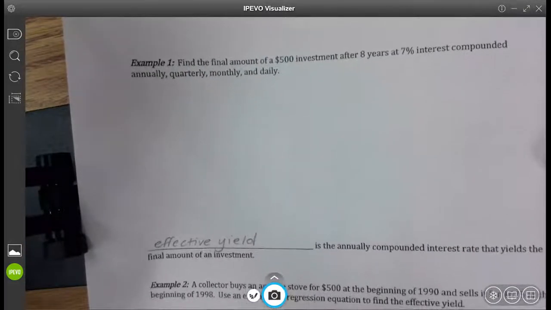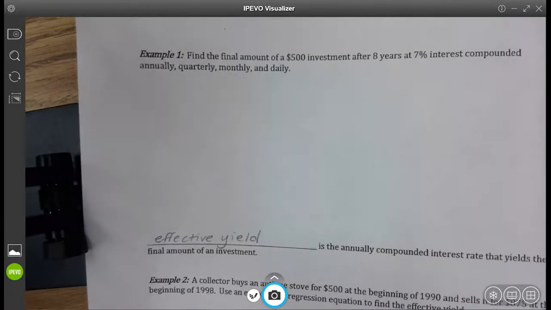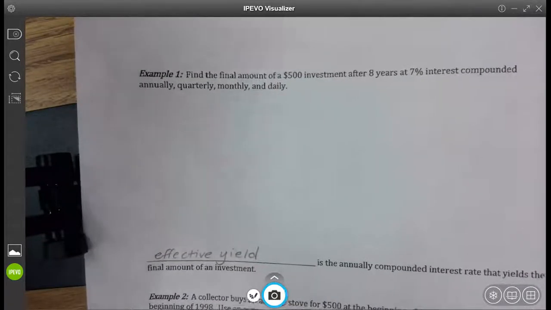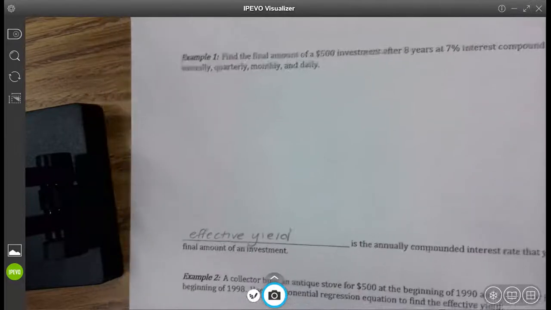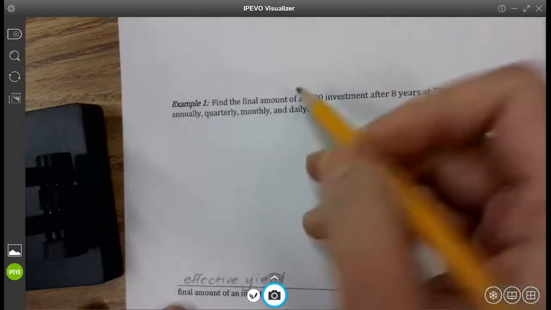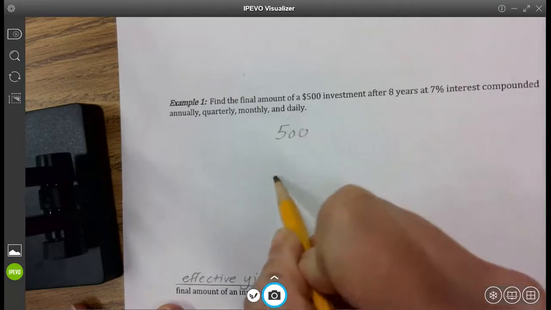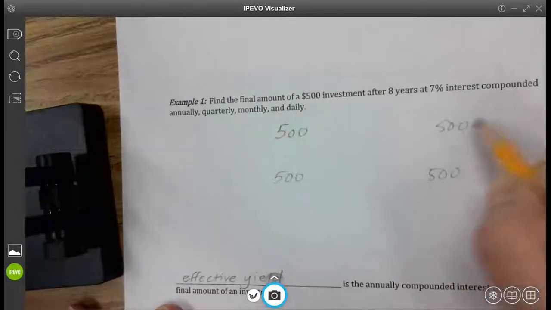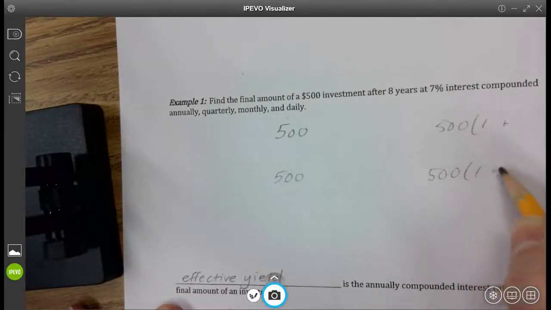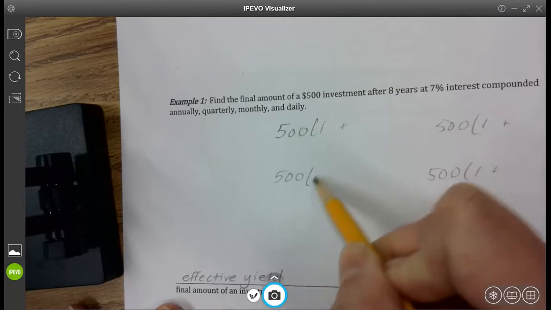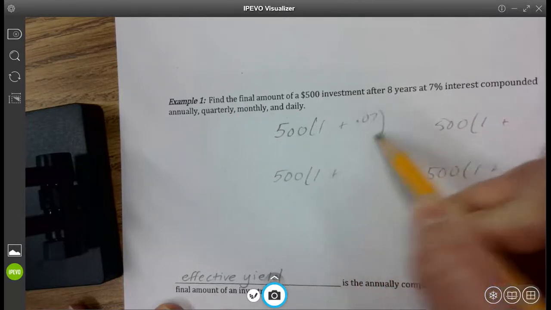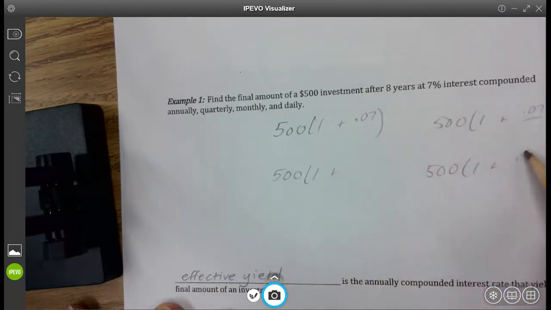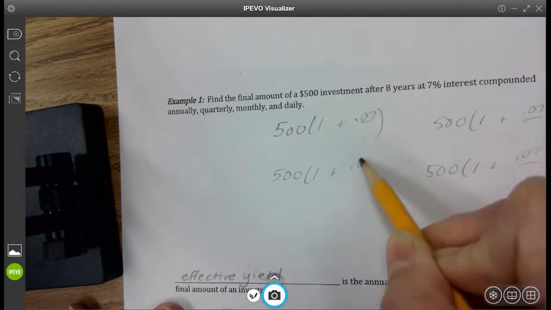All right. It says find the final amount of a $500 investment after 8 years at 7% interest compounded annually, quarterly, monthly, and daily. So we have $500 and we have a few different scenarios. We're going to have our 1 for our multiplier, and then we're going to have our rate of 7%. But that 7% is being divided and hit to the account differently.